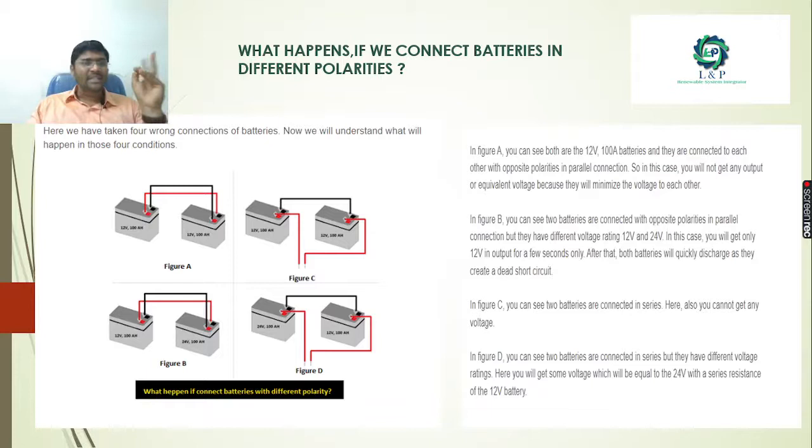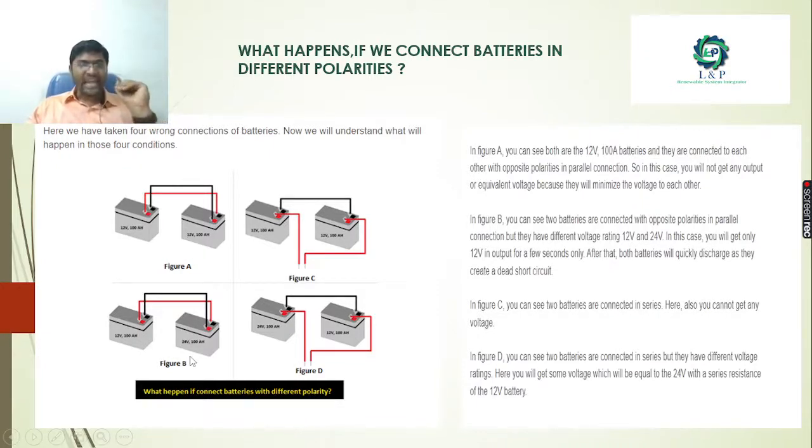But see, the mistake that we are doing here is that we are connecting the positive terminal of this first battery with the negative terminal of the second battery, and the negative terminal of the first battery with the positive terminal of the second battery. So what happens in this case? Okay, the polarities are in the parallel connection, so there won't be any output. Since the opposite polarities are connected together, there won't be any output. This is a wrong connection, we should not do it.